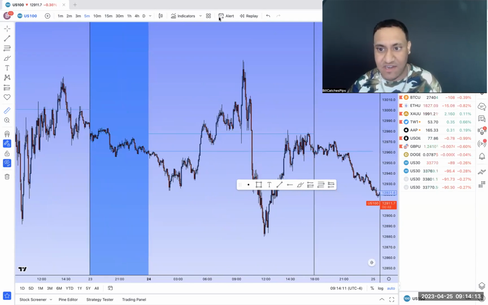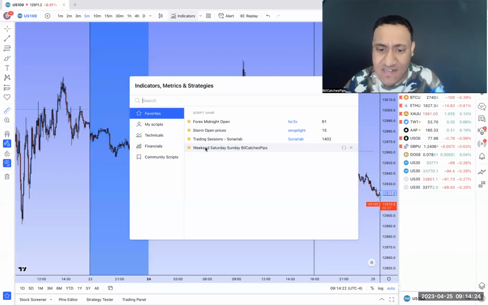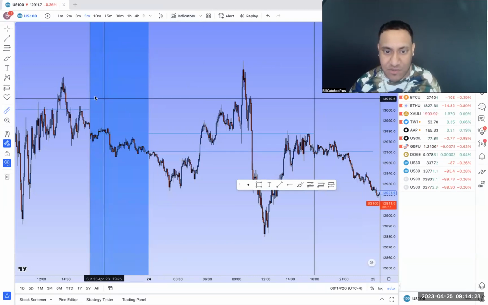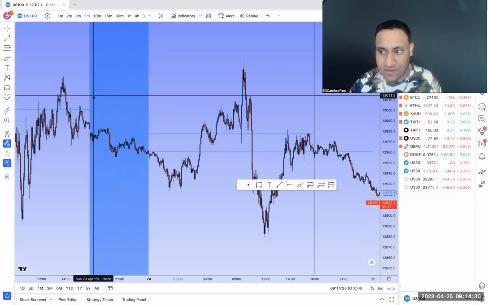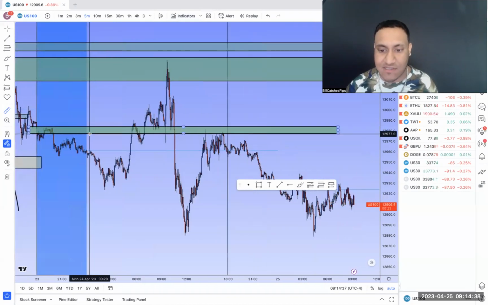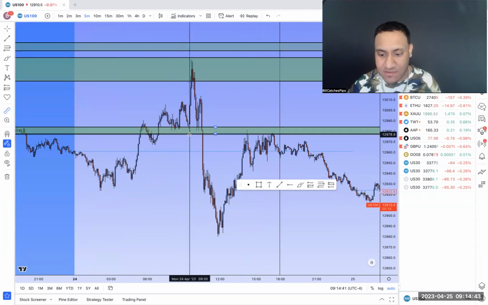You can have this indicator called 4x midnight open. They have weekend Saturday, Sunday. This is going to mark up each new week automatically. You can see where the new week started by that dark blue shade. Have that volume bounce marked just like this. And this is where we bought right there.